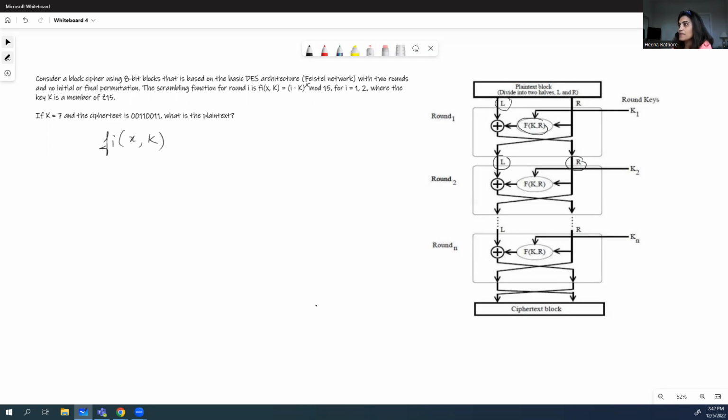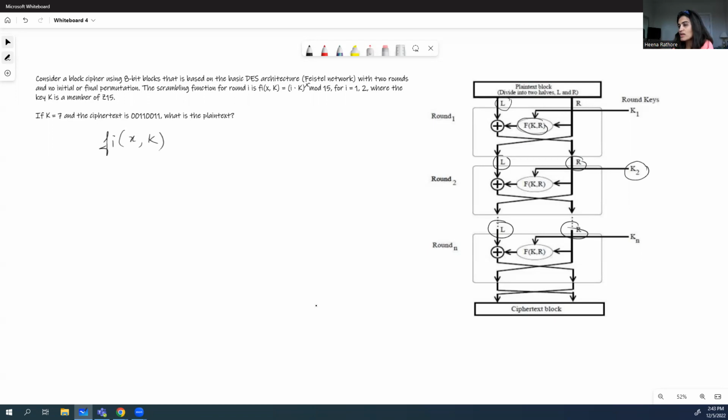The function is taken, where the function is a combination of key k2 and R. Whatever the output is is fed into this particular round, where the left-hand side and this function output are XORed, and whatever the output is becomes the right-hand side, and the previous right-hand side becomes the left-hand side. This happens in a typical Feistel structure.